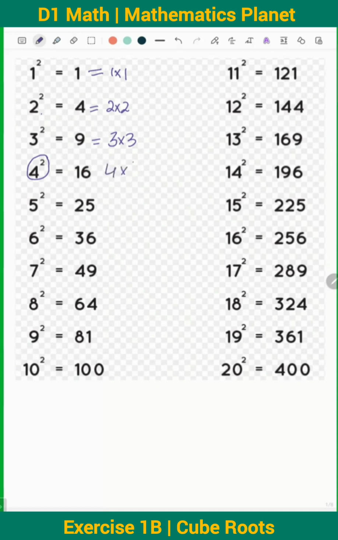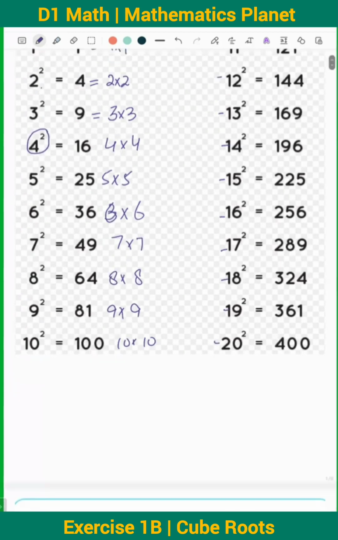Then 5 multiplied by 5, that is 25. 6 multiplied by 6, that is 36. 7 times 7, 8 times 8, 9 times 9, 10 times 10. Similarly for 11, 12, 13, 14, 15, 16, 17, 18, 19, 20. So you have to multiply the same number twice and you will get the answer. You're not going to add it. So this is called square.